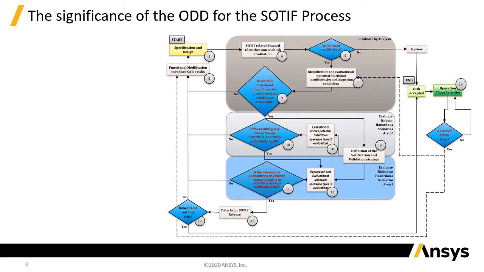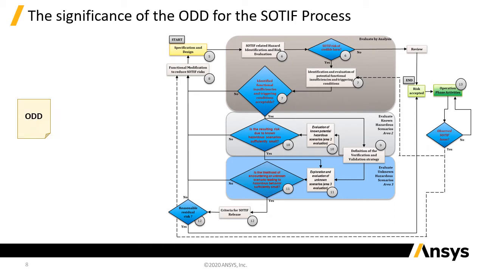The upper cycle here in the dark gray box is the analysis cycle. The middle cycle in the light gray box is the verification validation for all known scenarios. And in the light blue box, in the third box, we have the verification validation to evaluate the still unknown hazardous scenarios that may exist inside the ODD. And if all of these cycles come to an end, find that the remaining risk is acceptably low, then the AD function can be released.